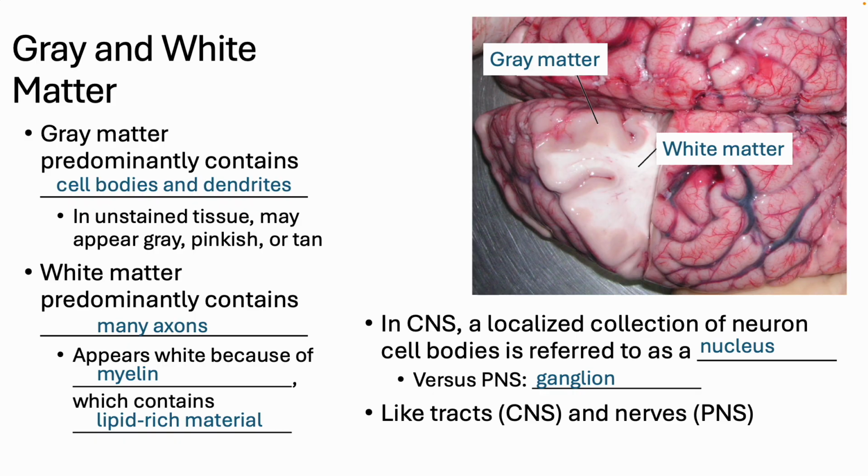The white matter would essentially be the tracts component, while in the peripheral nervous system, you're going to see those referred to as nerves. While gray and white matter apply to both the central and peripheral nervous systems, the terms are more commonly applied to the central nervous system.